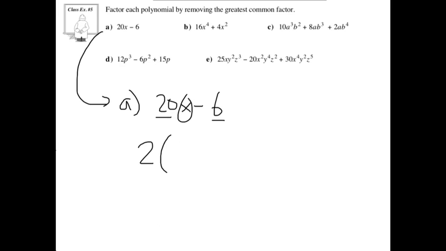That means that 20x divided by 2 is going to be 10x, and negative 6 divided by 2 is going to be negative 3.